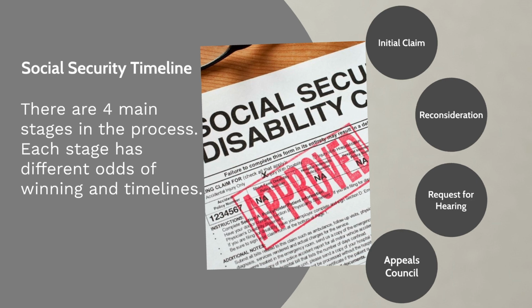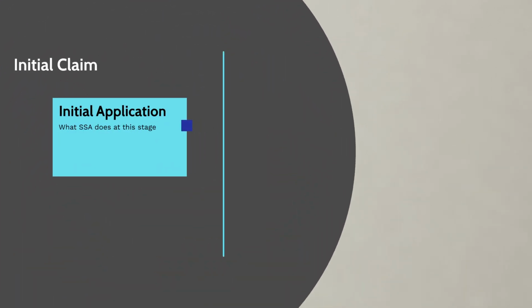Okay, so first of all, at the initial claims, let's talk a little bit about what happens when you first file your application for Social Security, because for a lot of people this is a mystery. You file your paperwork and then you wait a very long time and you're not really sure what Social Security is doing with your case. So let's explain that in a little more detail, exactly what happens.